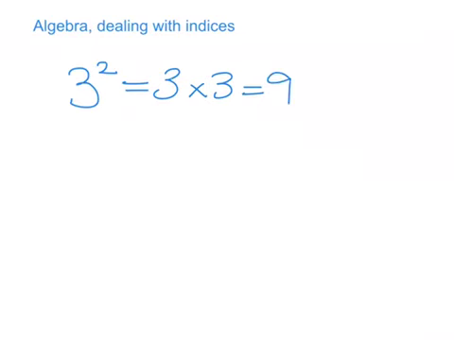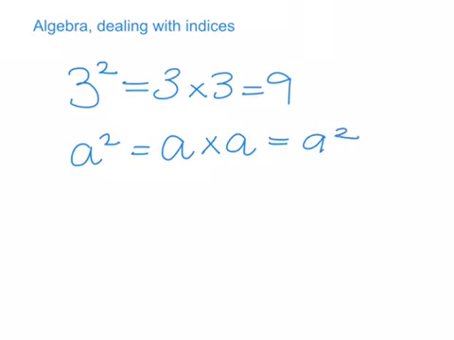If it was algebra and we had letters in place, we would see things like a squared, and that would simply be the same as a multiplied by a. Of course, we don't use the multiply sign when we've got algebra. We would use the a squared, so we would see that written as a squared.